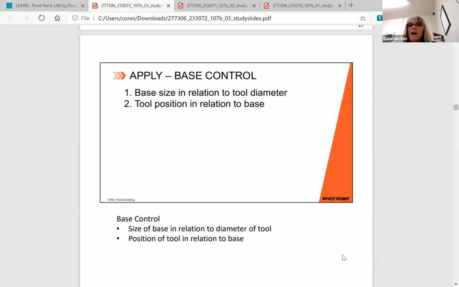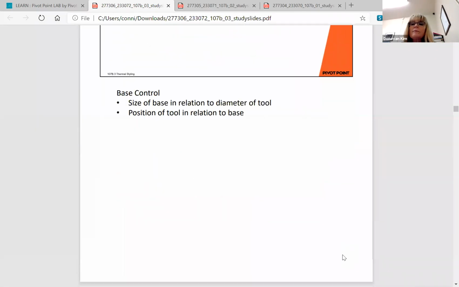Okay, base size. All right, so we've distributed our hair. We've combed it all back, let's say, and we've parted out a rectangle on the top of the head, and we're going to place this in. Our base is that parting that we take. The amount of hair that we take, we're going to put on that tool. That base is what's at the scalp. How wide is that area, or how much hair do you have at the scalp? That's a base. Tool diameter is the size of the tool that you're using. And tool position in relation to base means, are you using an on base, an off base, a half off base, an over directed? Well, that's what we're going to talk about.